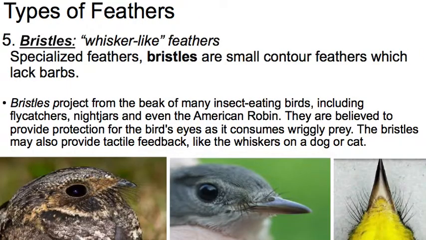Then you have bristles, which are whisker-like feathers. These are specialized feathers that are small, and they're contour feathers which lack barbs.